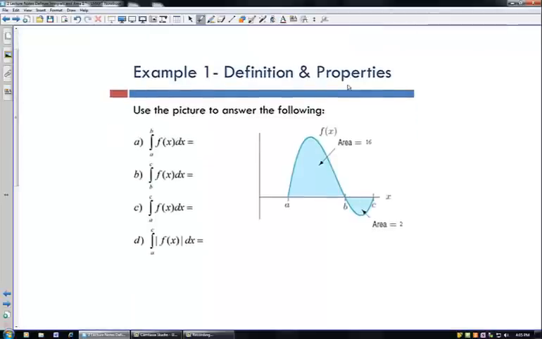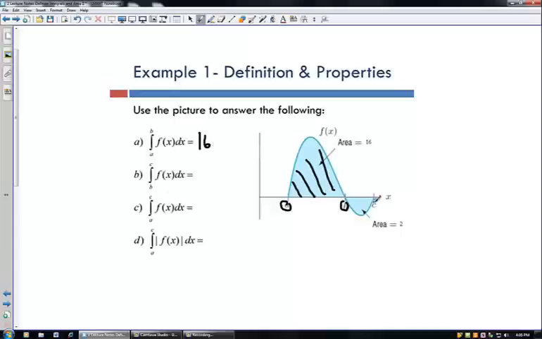And so here's our first example, and we want to use the picture to answer the following question. It's the integral from a to b of f of x dx. So here's a, and here's b, and so I say integral, you say area, so it's just equal to this area underneath the curve, which it says is 16, so that's pretty easy.